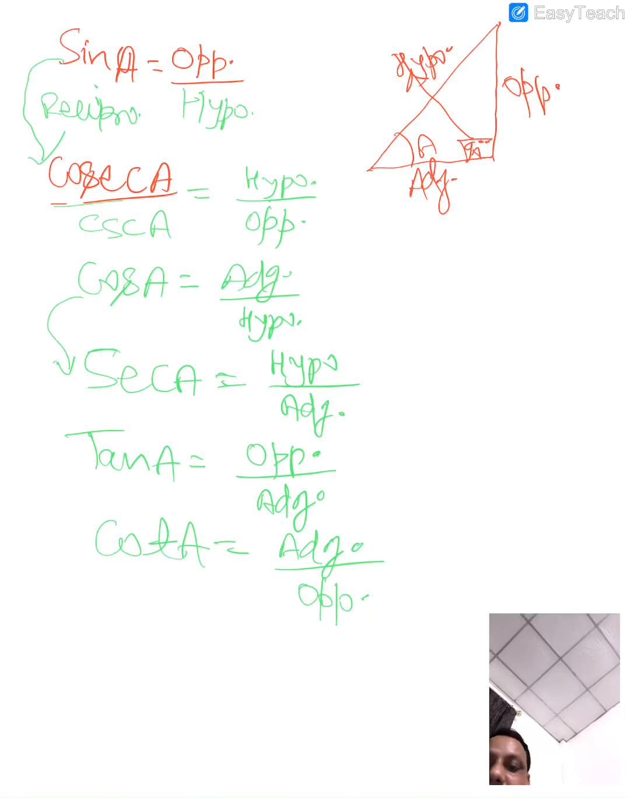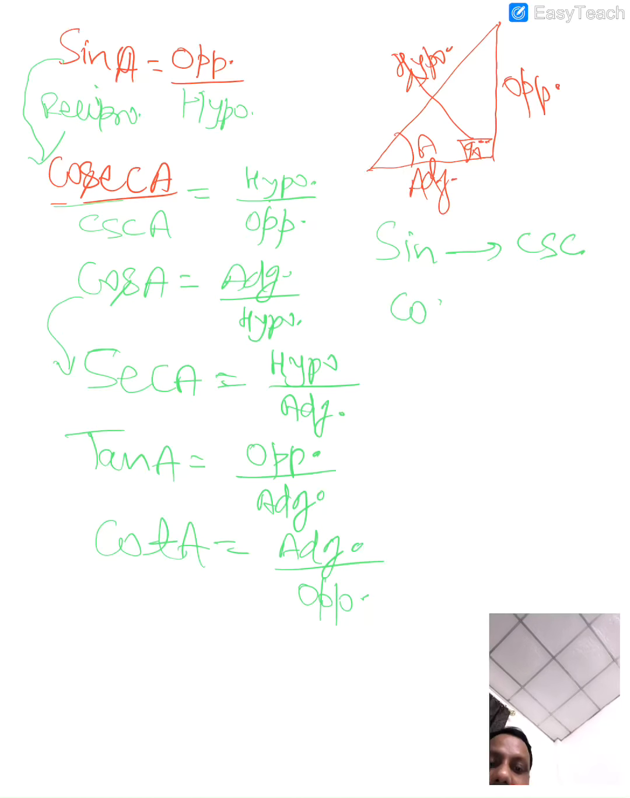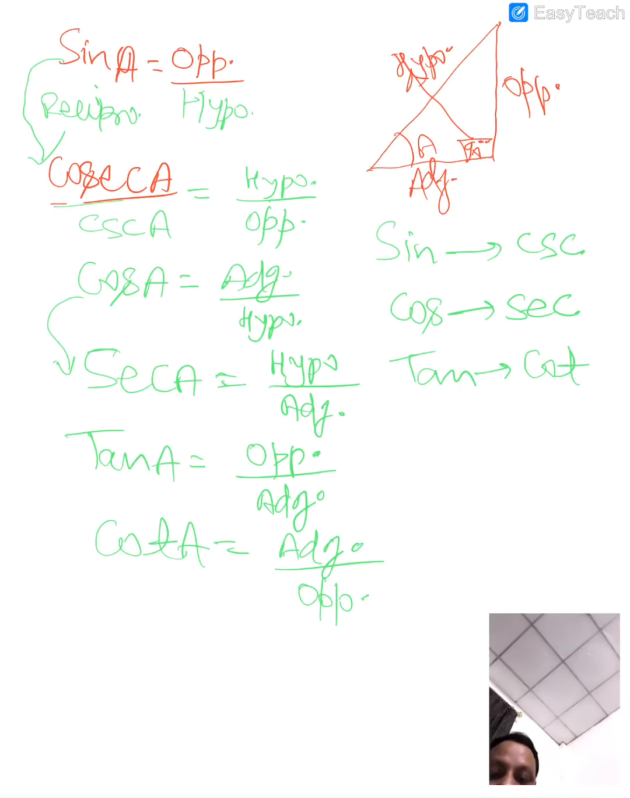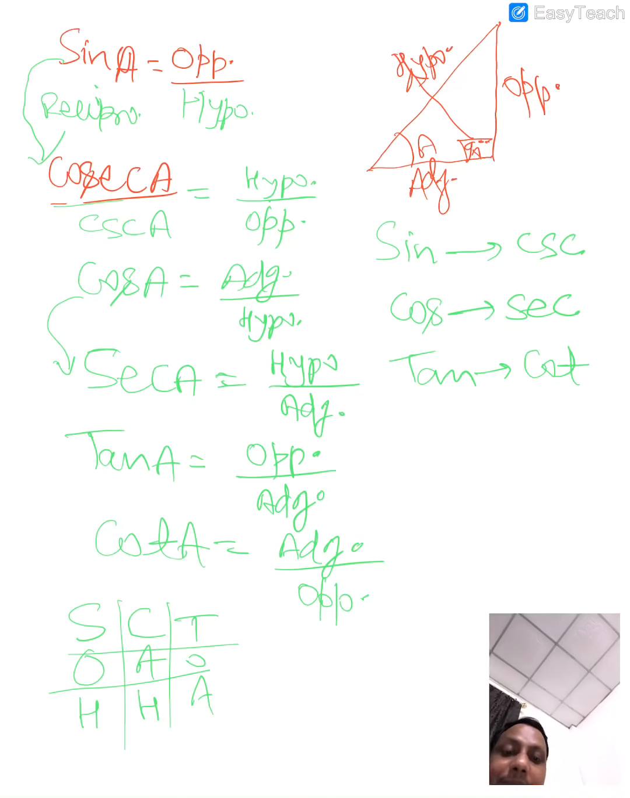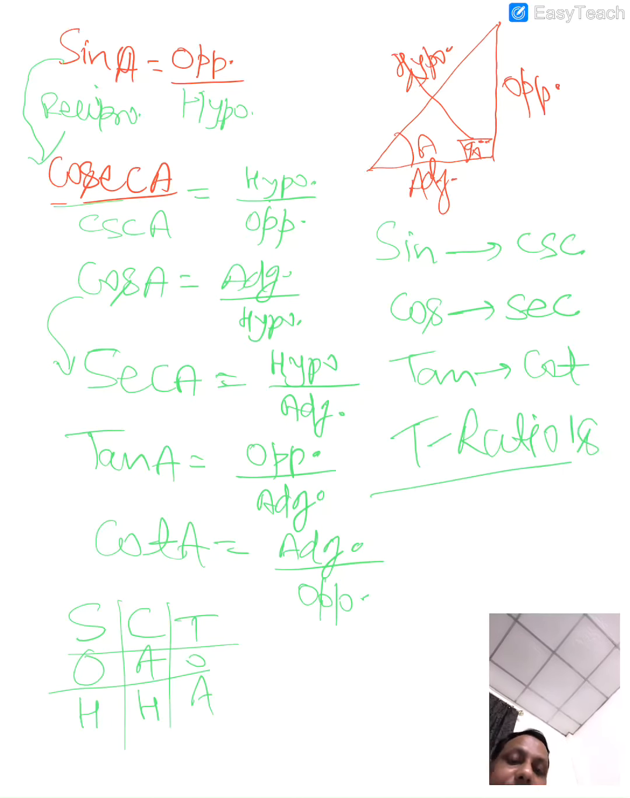These are the 6 trig ratios we know, and here is the shortcut I am going to tell you. Sine is what? Cosec. Cos is what? Sec. And tan is what? Cot. So this is the shortcut, as I told you on the last page: SOH CAH TOA. Once you know these three, sine, cos and tan, you can easily know the other three. So these are the 6 trig ratios, called T ratios, so don't be confused about that.